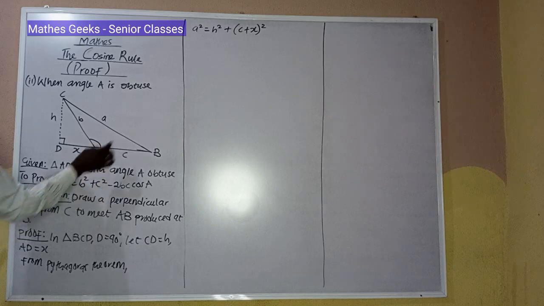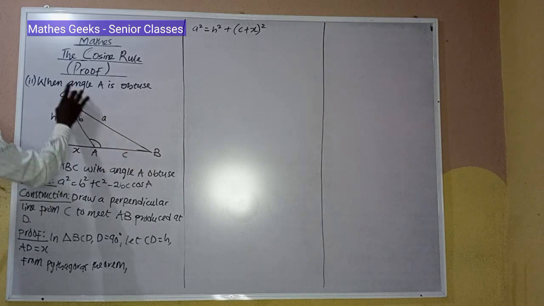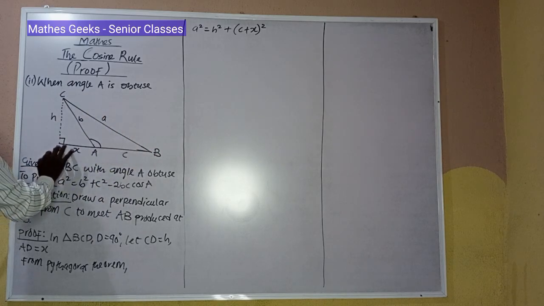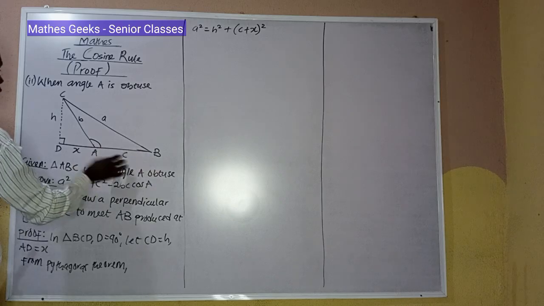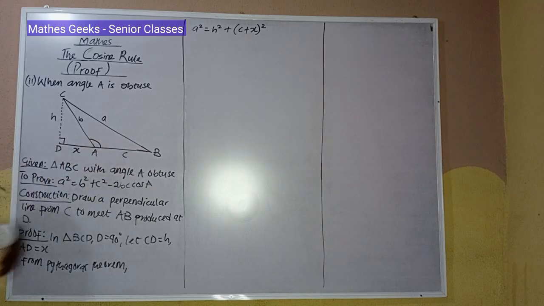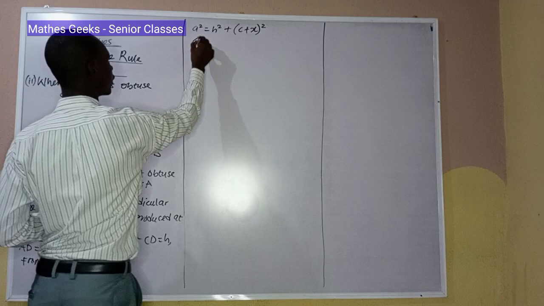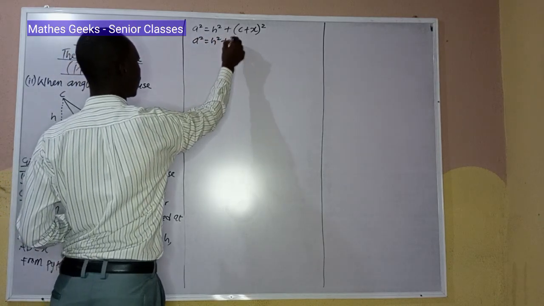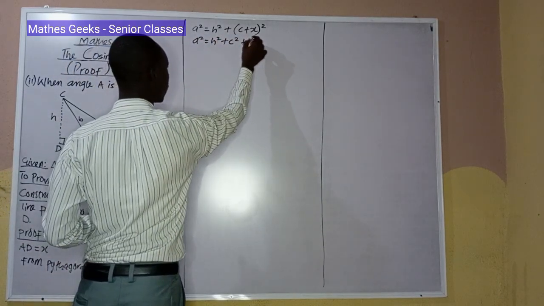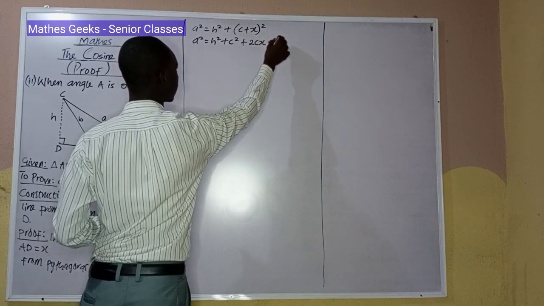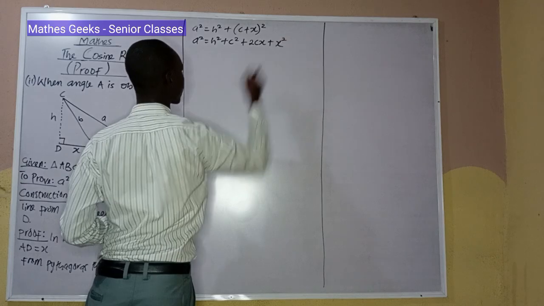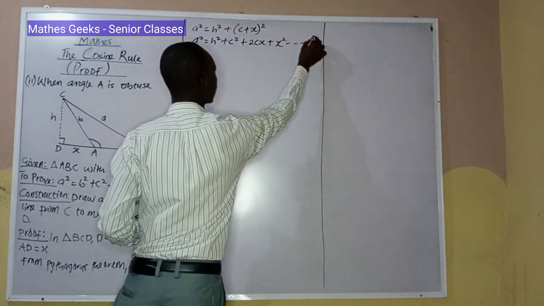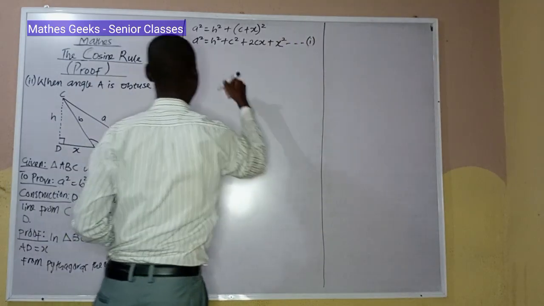So the whole of this adjacent gives us the adjacent line BD of triangle BCD. We are looking at triangle BCD. For triangle BCD, the adjacent is from here to here, which comprises DA plus AB. So DA is x and AB is c, which will give us c plus x, or x plus c. Now this gives us (c plus x) squared. So this will give us a squared equals h squared plus c squared plus 2cx plus x squared. Let's call this equation 1.